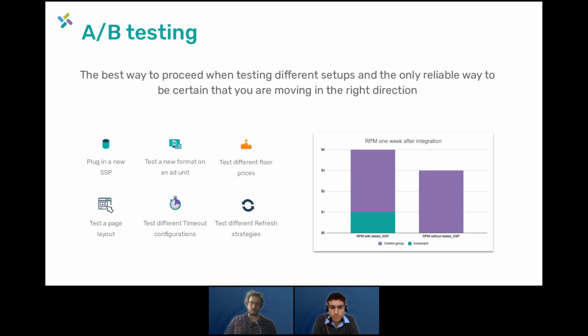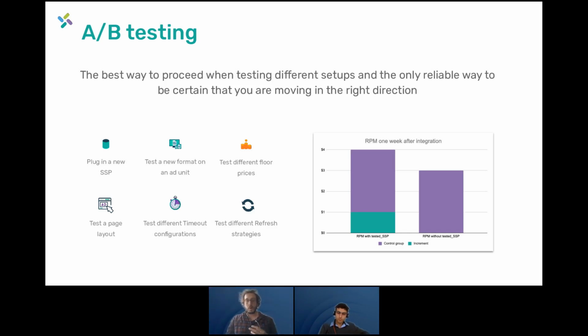So I guess that most of you are aware of what A/B testing is, but just for the sake of it, the idea of A/B testing is to split your traffic into several populations that have the same characteristics. And the idea is to have different setups on each population. And in the end, you want to compare the revenue and the other metrics that you're interested in on each population. That's the best way to proceed when you want to test different setups.